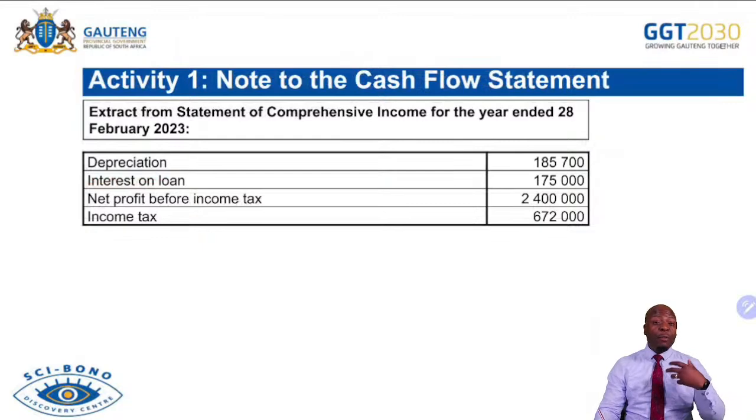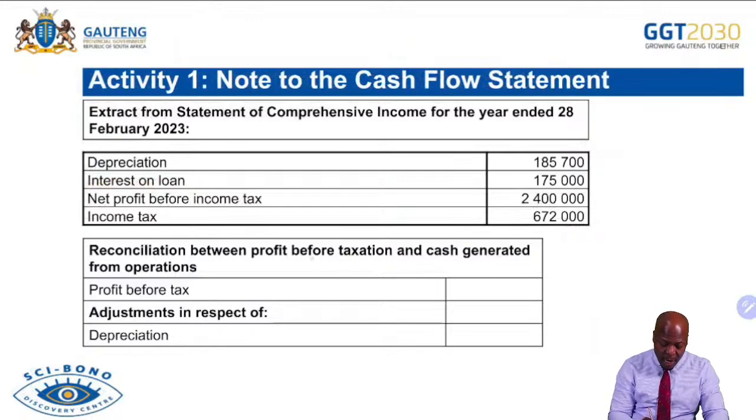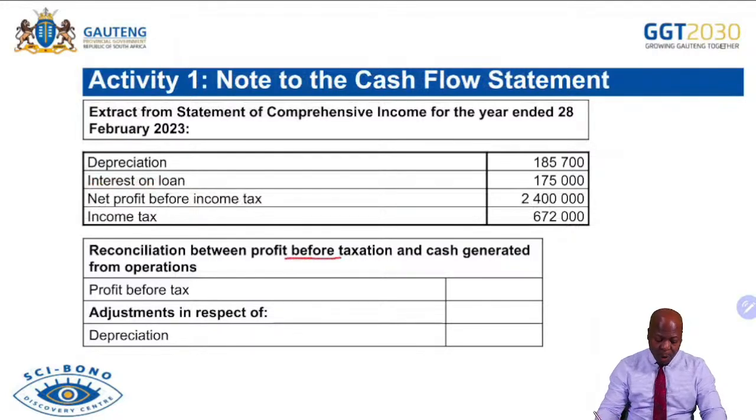That is, before you even go to the exam, you have to know this format. It has to be at your fingertips, so that when you are given information, you know where to write that information. So what we have here is the answer book which was provided. And remember, we're doing the reconciliation between profit before tax. So what I need to begin with is my profit before tax.